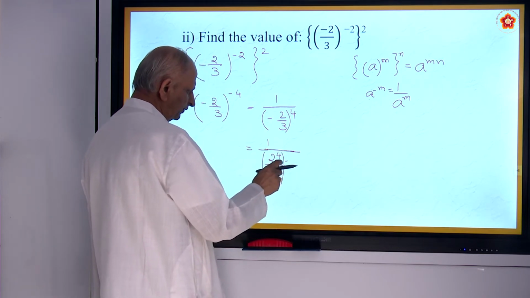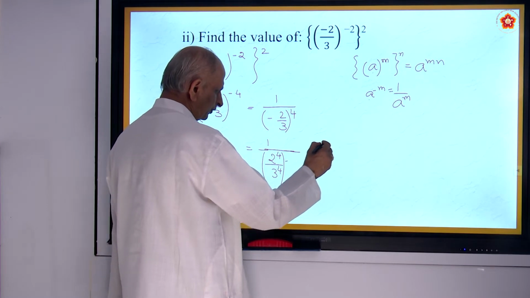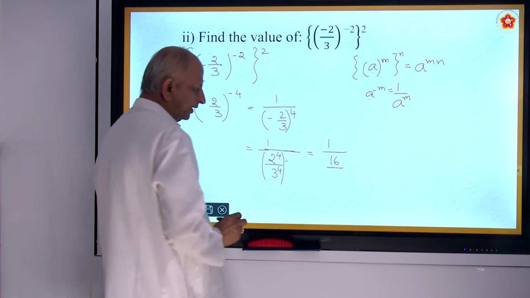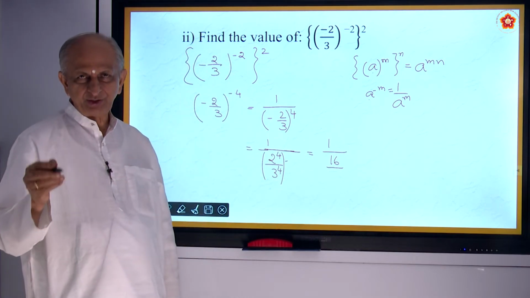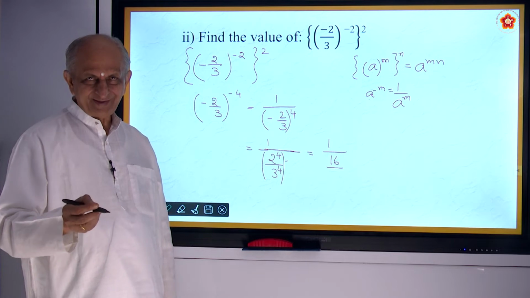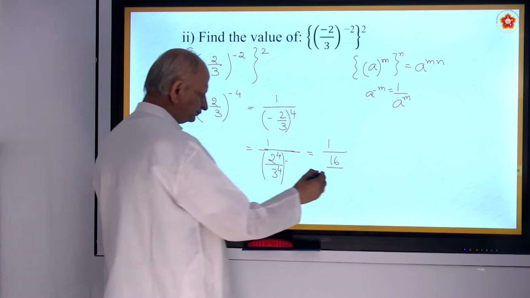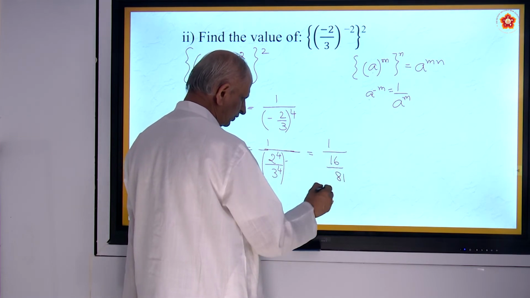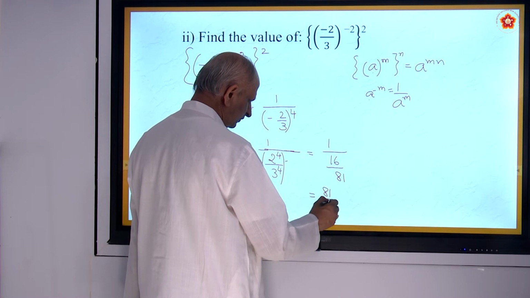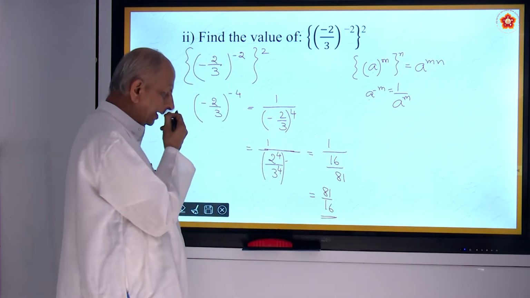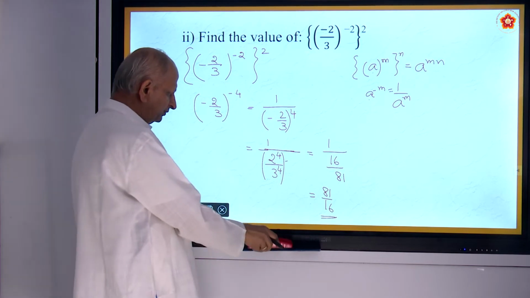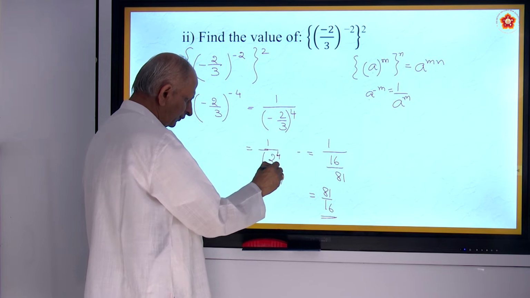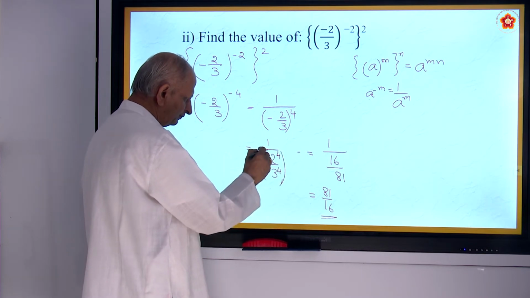And its value is 1 by 16 by, what is 3 to the power of 4? 3 into 3 into 3 into 3. 9, 27, 81. So 1 by 16 by 81. So when you reverse it, it will be 81 by 16. That is the answer. Okay. So I think you understood that. But you should apply the formula correctly.